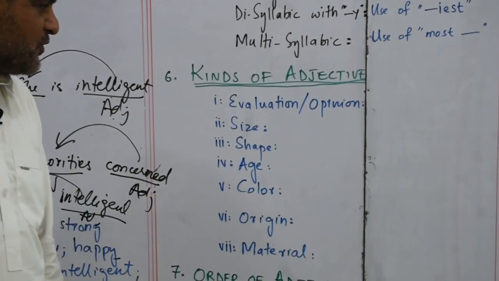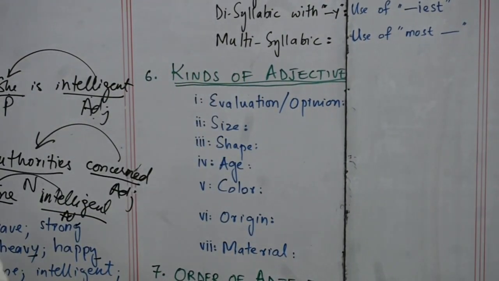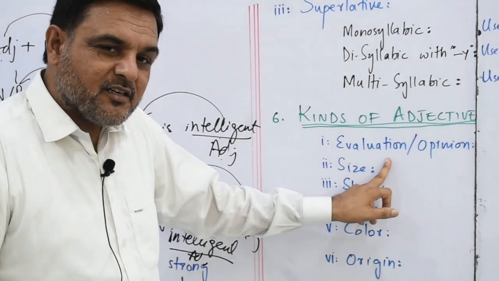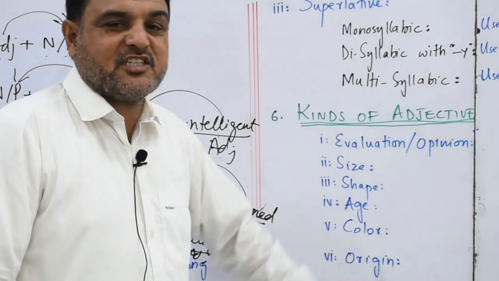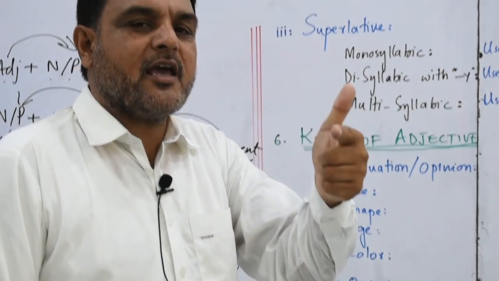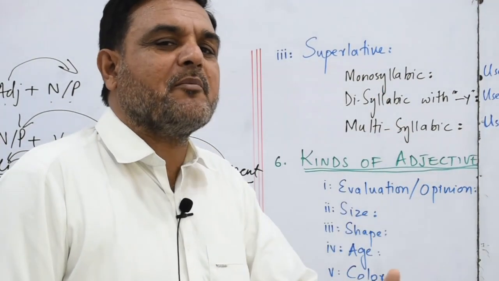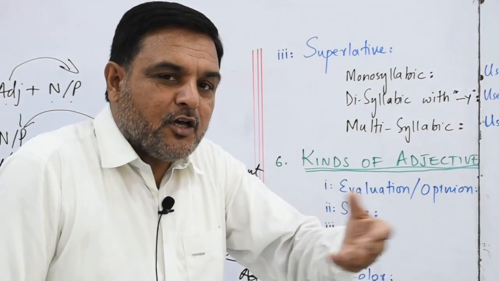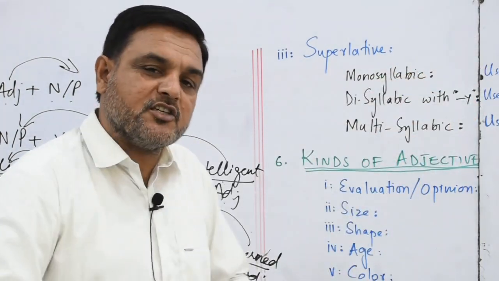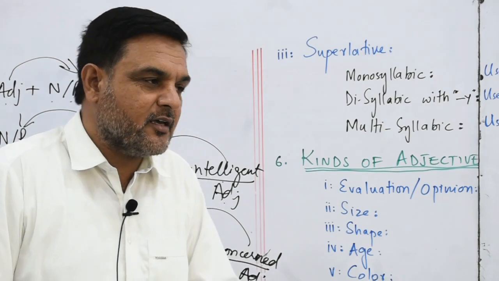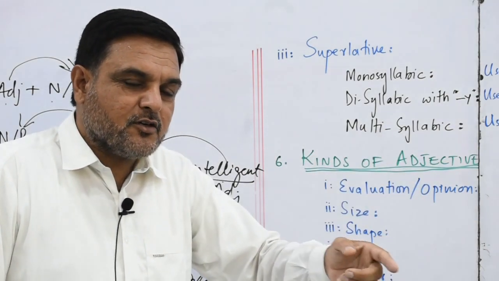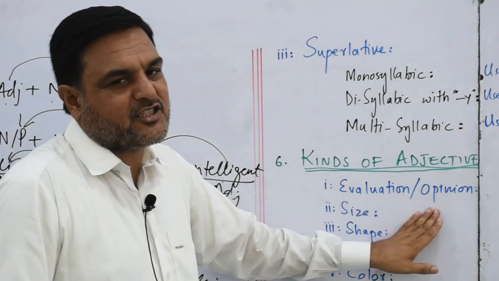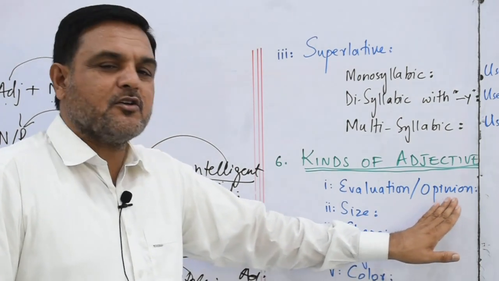Next thing that I want to discuss with you, kids, is kinds of adjectives. What are the kinds of adjectives? Here they are written. Most of the adjectives are actually the adjectives of evaluation or adjectives of opinion. Intelligent, brave, honest, strong, all of them are adjectives of evaluation, because you evaluate somebody, you give your opinion about somebody. He is intelligent. This is your evaluation of somebody. He is strong. He is honest. So this is why these adjectives are called adjectives of evaluation or opinion. And most of the adjectives in English are adjectives of evaluation or opinion.